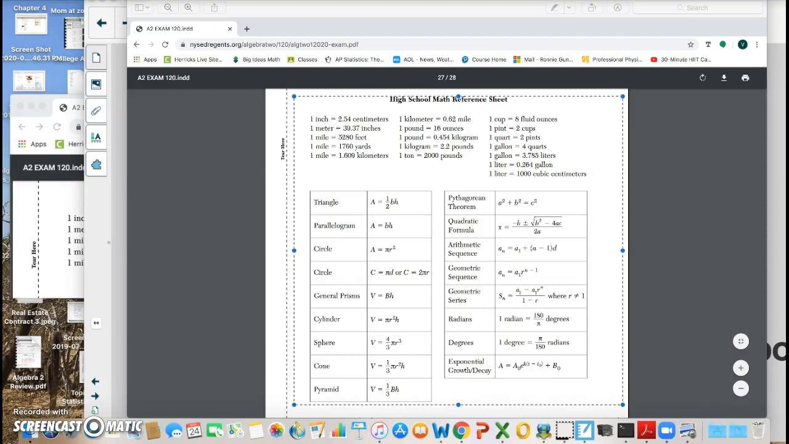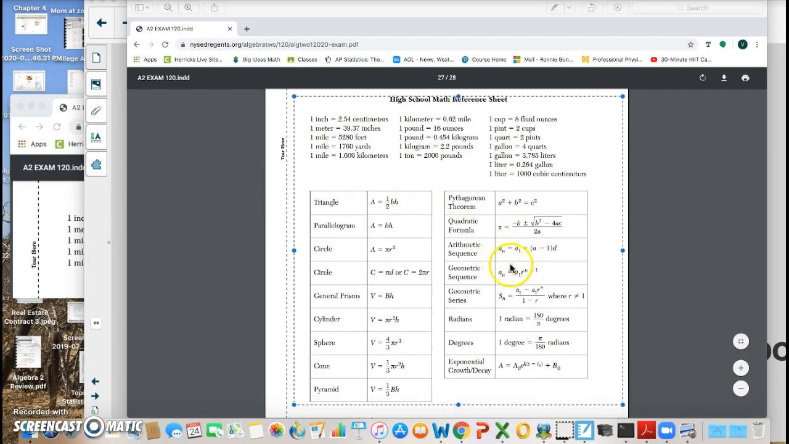Good morning. Today we're going to start sequences and series. It's chapter 8 of your textbook. So you're currently looking at the formula sheet that's on your Regents. You're going to see this in the back of the Regents book. You'll be able to pull it out and use it.